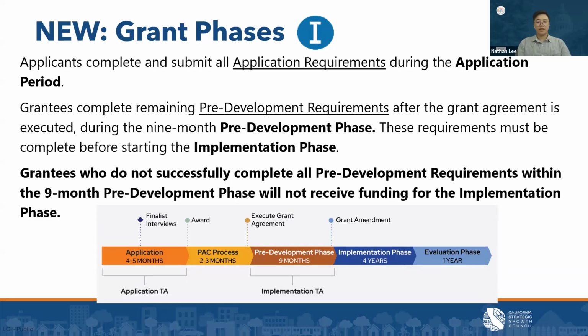During the implementation phase, grantees will conduct all project and plan work. Transformative plans should be funded for the duration of the implementation phase. The final year of the grant term will be a 1-year evaluation phase for the lead grantee, partners, and evaluation partner to conclude their evaluation, reporting, and grant administration work.